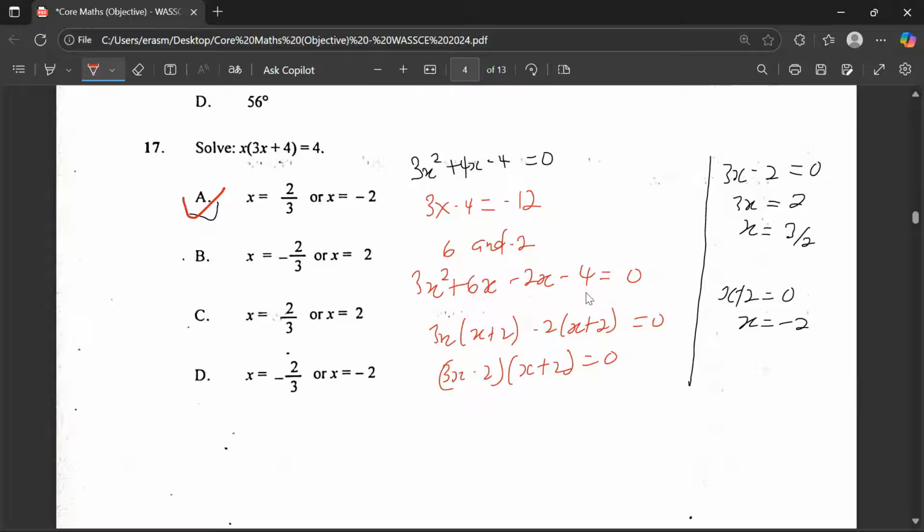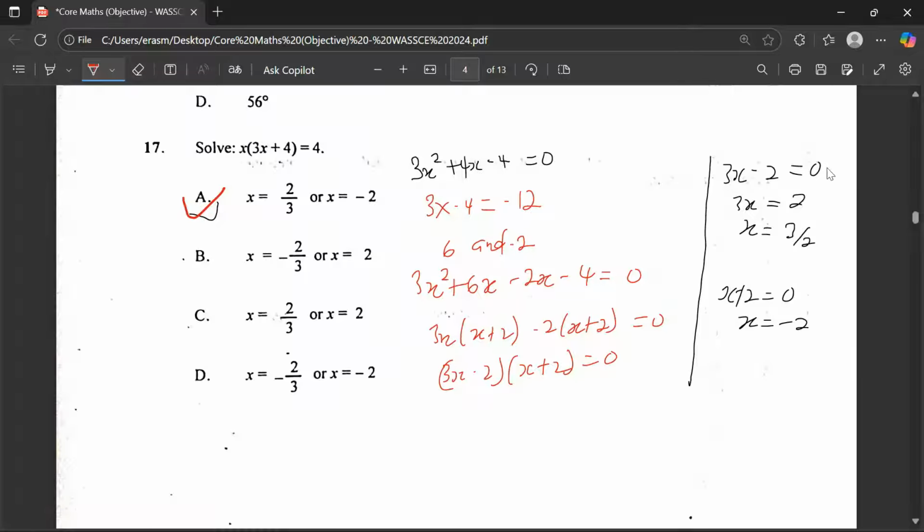That is it, and this equals 0. We are going to factorize. We are going to have 3x out, then x here, and then plus 2. Then we are going to have negative 2 out, then x plus 2, right? So we are going to have 3x minus 2, then x plus 2, and this equals 0.